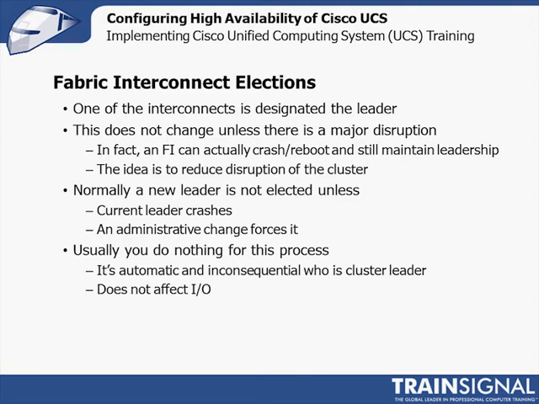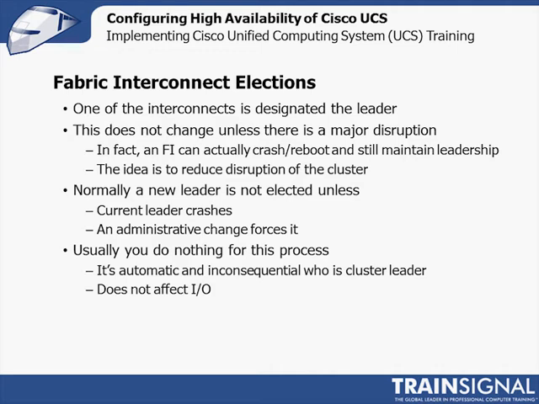When the fabric interconnects come up, there's an election. One of them has to be primary and one has to be subordinate. So they have an election and one is designated the leader. This doesn't change unless there's a major disruption. What's really interesting is that you can have an FI reboot and still maintain leadership. The reason is that there are things the primary interconnect does that run the show, and it's less disruptive to the environment for a quick reboot not to fail that over to the other interconnect. The idea is to reduce disruption. So normally a new leader is not elected unless the current leader outright crashes or we administratively change and force it.